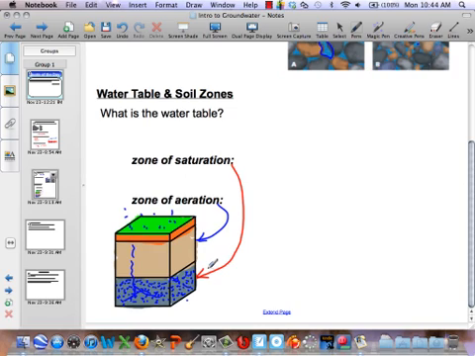And then finally, we talk about the water table. And all the water table is, guys, is the boundary between them. That's your water table. It is the depth at which you finally hit the zone of saturation.